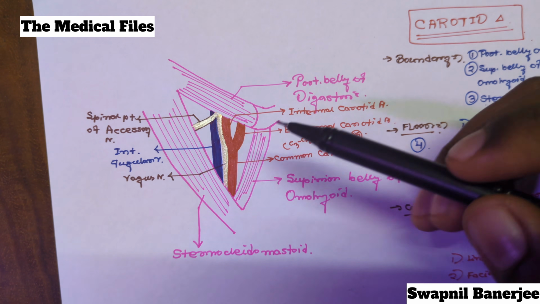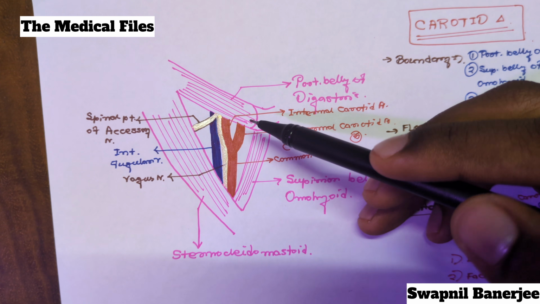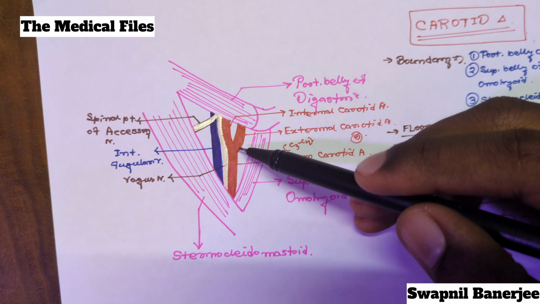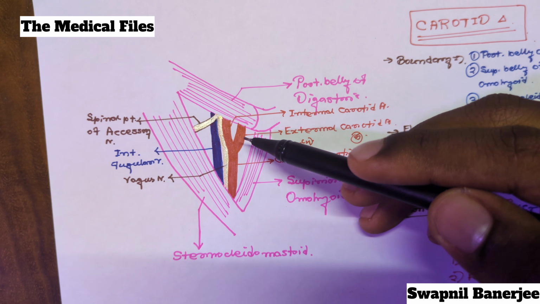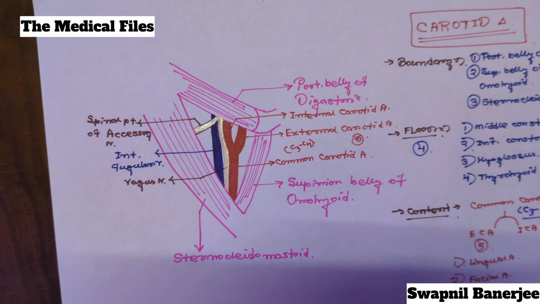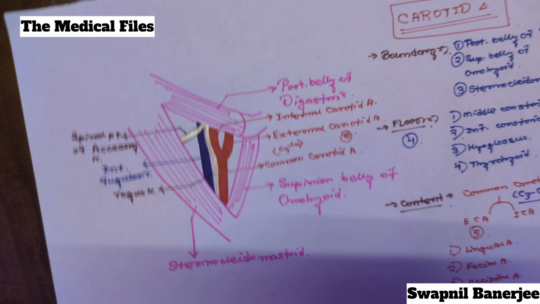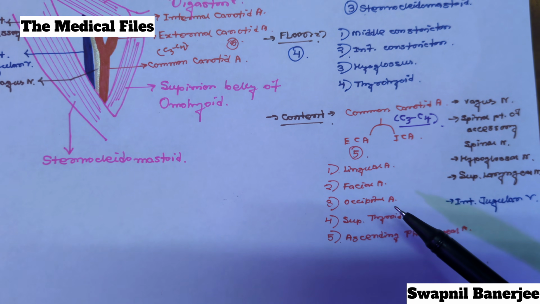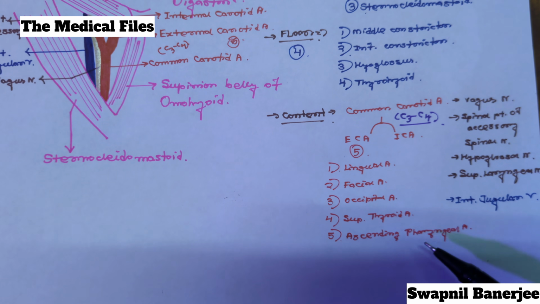So now talking about the contents, here we can see the common carotid artery is coming and it is dividing at the level of C3 and C4, and it is giving us two branches, the external carotid artery and internal carotid artery. Okay, so the external carotid artery gives us 8 branches, but you will have to remember that in the carotid triangle there's only 5 branches present. These 5 branches are lingual artery, facial artery, occipital artery, superior thyroid artery and ascending pharyngeal artery.